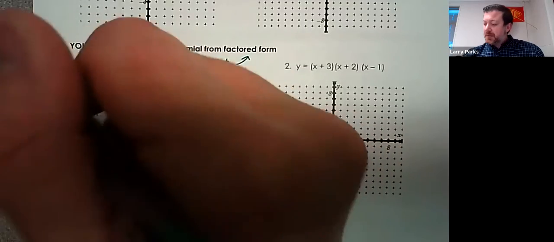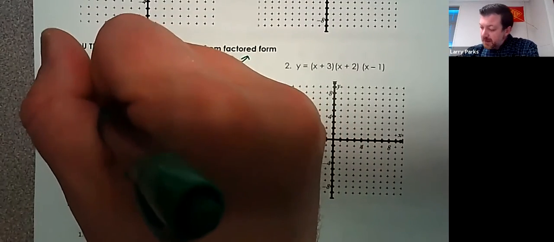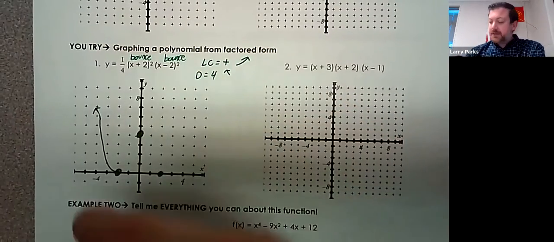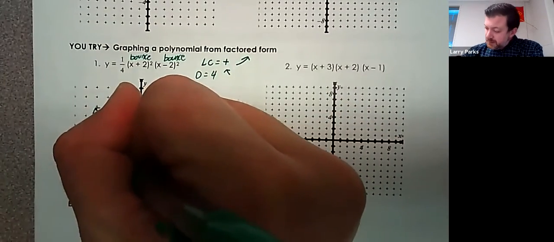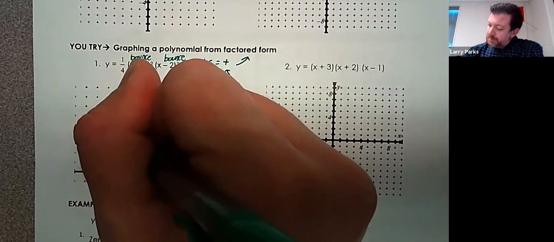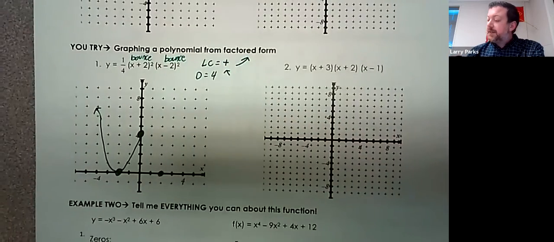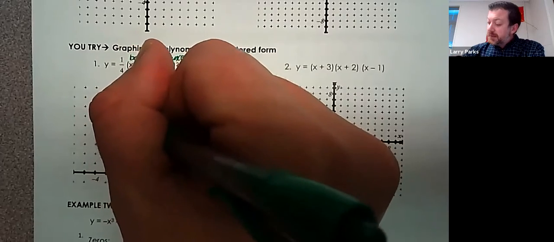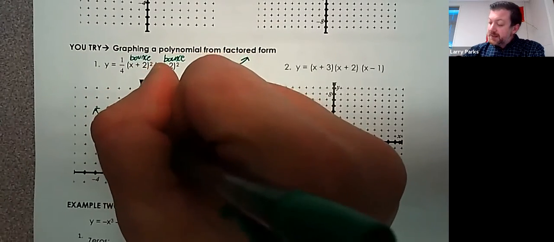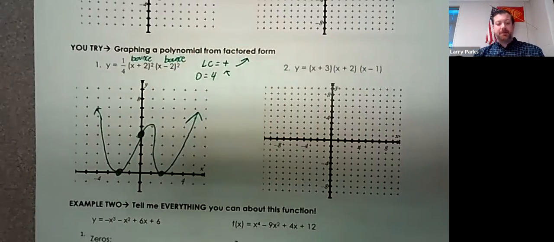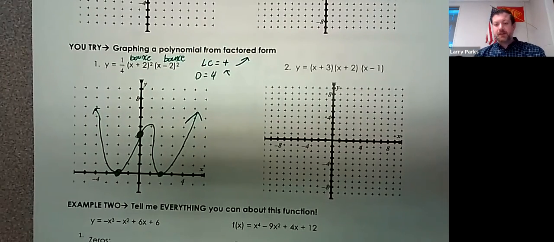So it's going to start up here. It's going to come down. It's going to bounce. And then at 2, so it's going to bounce again. So it's going to do something like this. Bounce, and go back up. Let's go double check that.